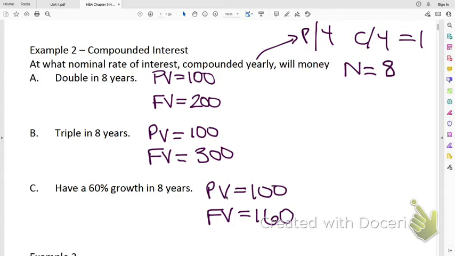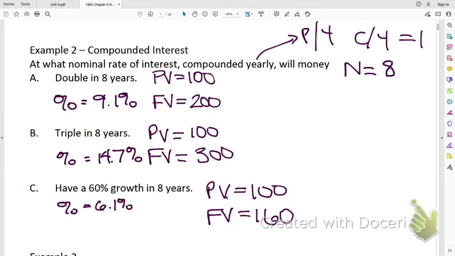All right, so what did we say? The interest rate for A was 9.1. Interest rate for B was 14.7. Was that right? Yes. Okay, and your interest rate for C was 6.1. Any issues getting our answers back out? Keeping in mind that we enter our present value as a negative 100, because if you get the no sign change answer, that's what's happened. You've not put a negative in for your present value. Okay? Let's read example 3 and see what we see.